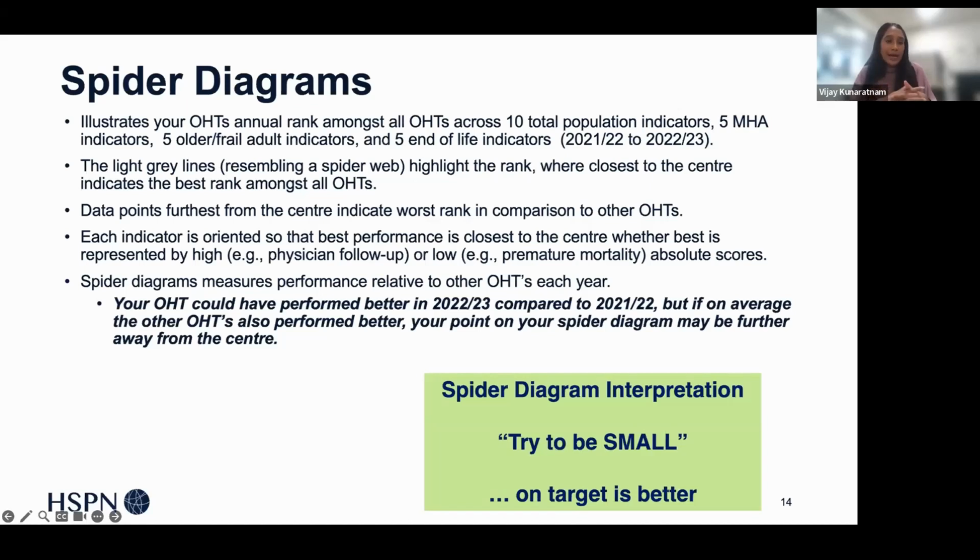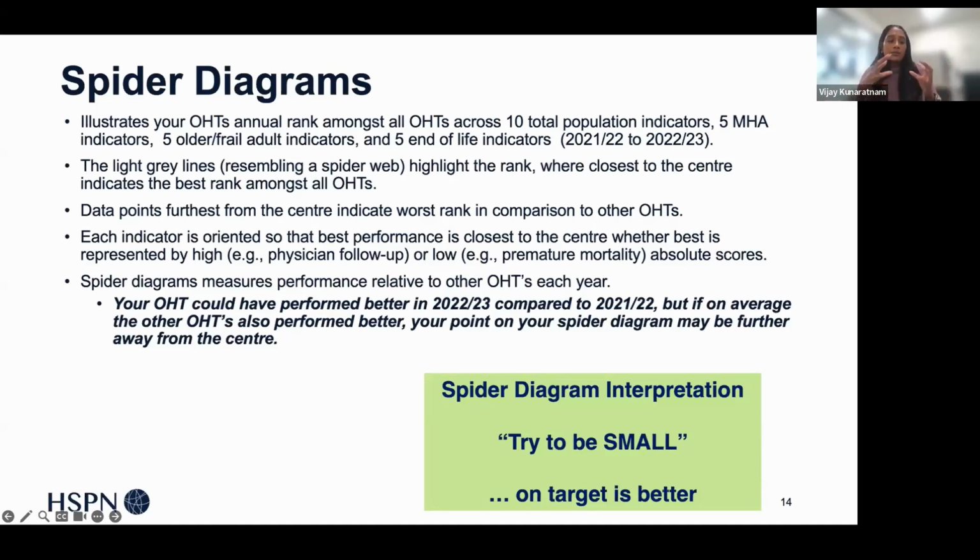And one thing I really did want to highlight is that spider diagrams measure performance relative to other OHTs for each year. So your OHT could end up in a situation, for instance, where they could have performed better in 2022-2023 compared to the previous year. But if on average, all of the other OHTs also performed better in that specific indicator, your point on your spider diagram could actually be further away from the center. And it looks like you've done a little bit worse in the next year when that's just the relative score, whereas your absolute score could have been higher.